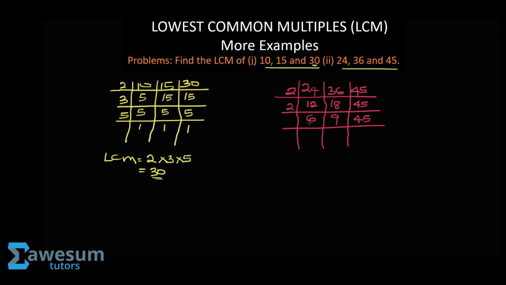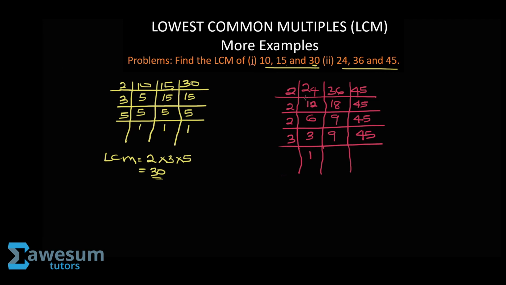The next that can divide is 2 because 2 can divide 6. So I'll have 2 in 6 is going to be 3. 2 in 9, you bring down 9 because 2 cannot divide 9. It's going to have a remainder, right? 2 can also not divide 45. I'll bring down 45. The next thing that can divide is 3. Very good. 3 can divide 3, 1.